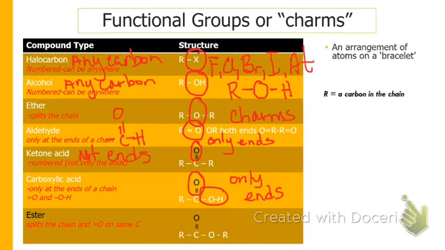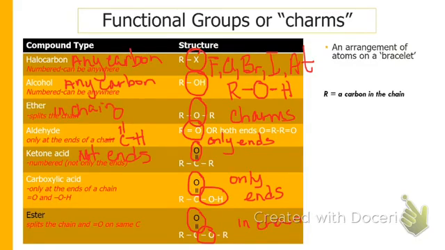And then we have ester. Ester is a double bonded O on the carbon and then a single bond to oxygen on the carbon. The oxygen's other bond goes to the carbon that's in the chain. So ester occurs in the chain, just like ether occurs in the chain.